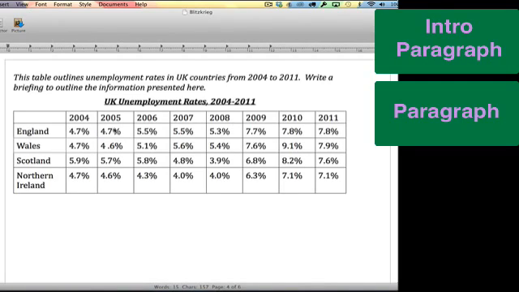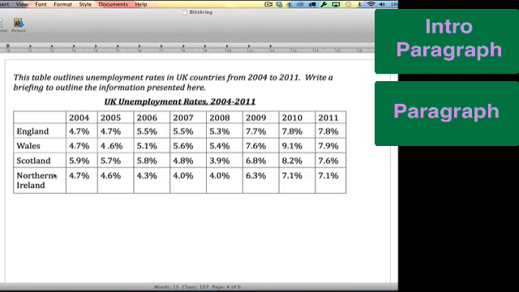Of course, if, say, 2 of these countries were very similar and the other 2 countries were different but similar to each other, then you might consider grouping, say, England and Wales into one paragraph, that analyzes the manner in which these 2 countries move in relation to each other, if they were similar. And then Scotland and Northern Ireland the same. If they were very similar but different from England and Wales, we might group them into a separate paragraph.